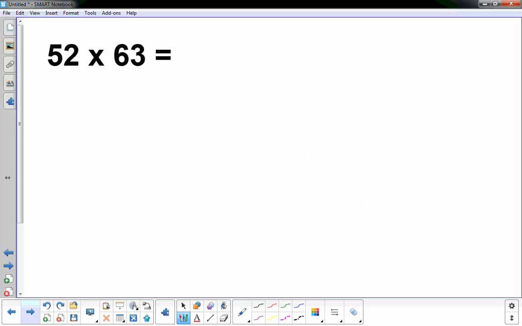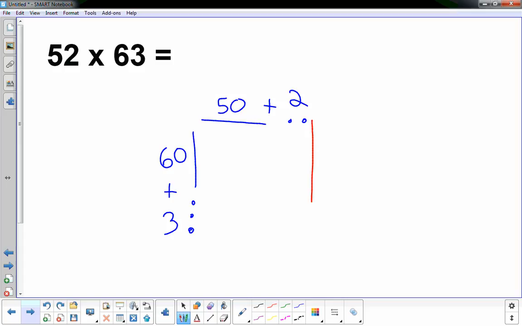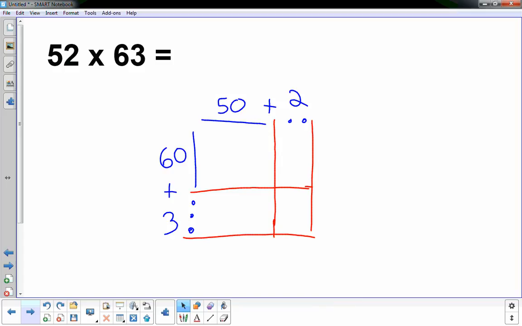One more. 52 times 63. All right, 50 plus 2. 60 plus 3. Finding the area of a rectangle. And those are the partial product regions. 6 times 5 is 30. And there's 2 zeros, 1 in the 60, 1 in the 50, so I got to add 2 more zeros there. So 60 times 50 is 3,000.